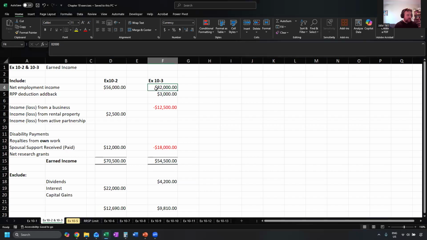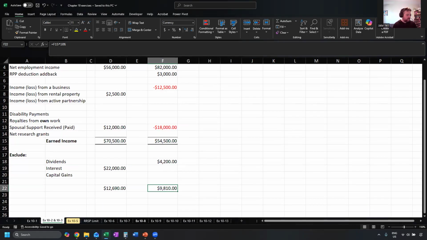So we look at the income. So the net employment income was 82,000. We're going to add back that RPP deduction. The income loss from a business was 12,500. We lost money, but it was from an earned activity. So we get to subtract that loss. And we paid spousal support of 18,000. We're not including the dividends of 4,200, so the total earned income is 54,500. If we were to consider 18% of that, we can add $9,810 to our next year's RSP contribution space.